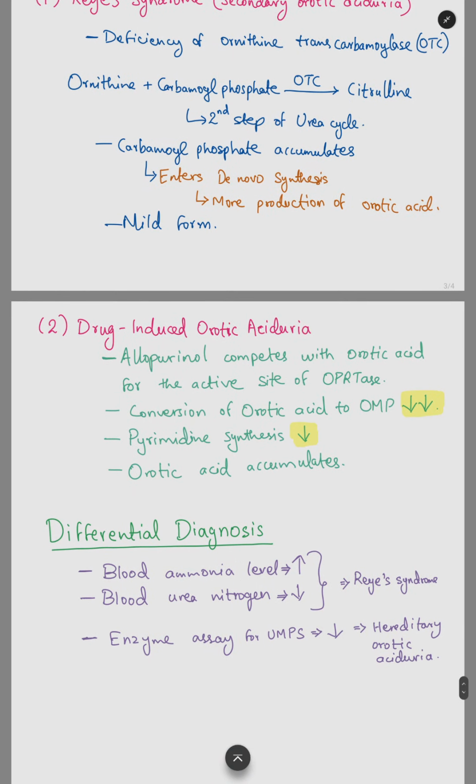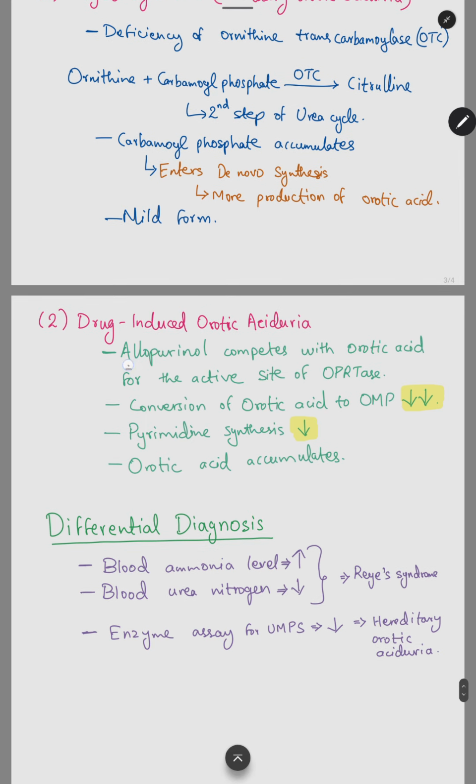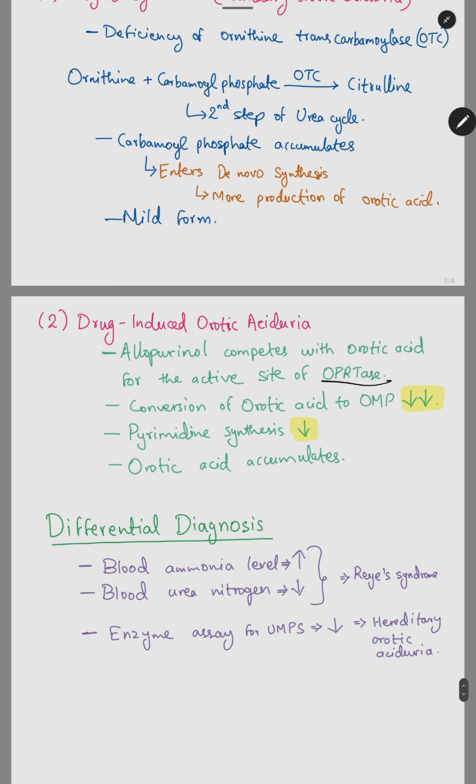Now another one is drug-induced orotic aciduria. It is due to a drug known as allopurinol. It competes with orotic acid for the active site of OPRTase. So the orotic acid will not get converted into OMP, that is orotidine monophosphate. So the conversion is reduced, and thus orotic acid will accumulate in our body, and also the pyrimidine synthesis will get suppressed or reduced. So it causes orotic aciduria. So that is the drug-induced orotic aciduria.